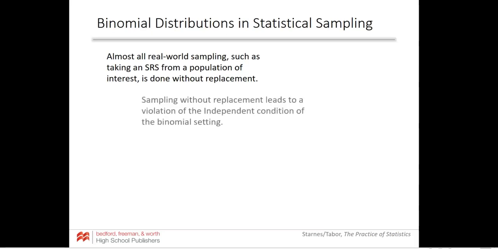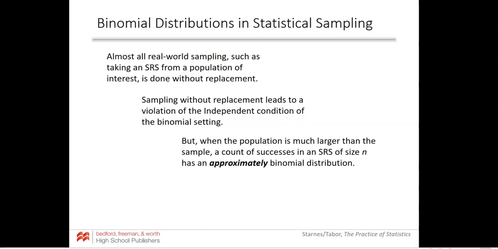It's done without replacement, so that's just kind of a given. If it's simply without replacement, then it leads to a violation of the independence condition of a binomial setting. That's the case. But when the population is large enough, a sample from successive SRS has approximately a binomial distribution if it's large enough, and that's key.